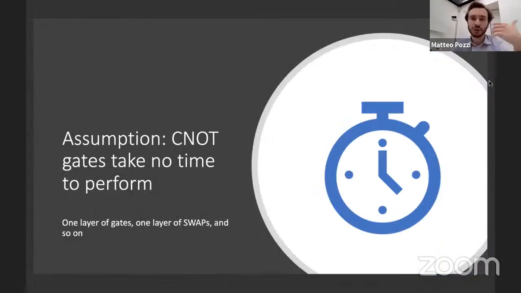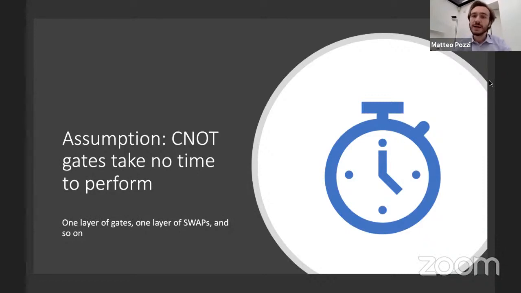And so the key assumption in their paper is that CNOT gates take no time to perform. We do one layer of gates and then one layer of swaps and so on. And we repeat this process until the circuit is fully scheduled. So effectively, we've accounted for all of the original gates in the circuit.